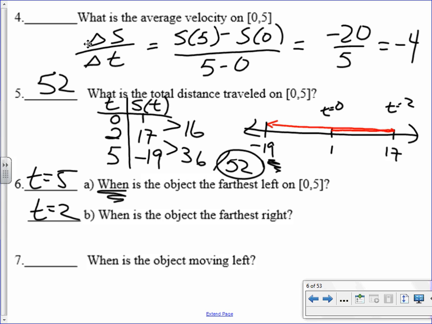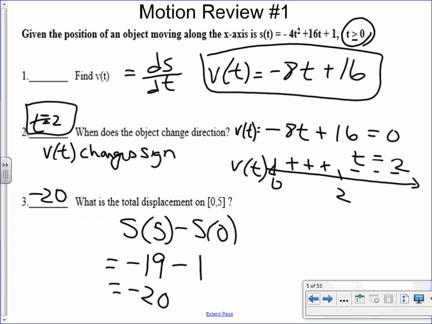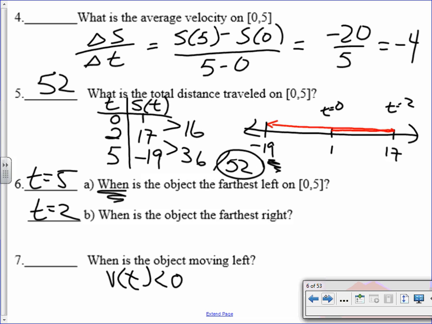Okay, question 7. When's it moving left? You got to know it's moving left when velocity is negative. So you want to look at the velocity sign chart. Remember, we found out when velocity was 0, we made a sign chart. And you can see the velocity is negative from 2 to infinity. So you want to write from 2 to infinity.